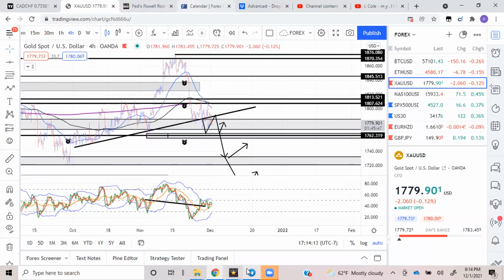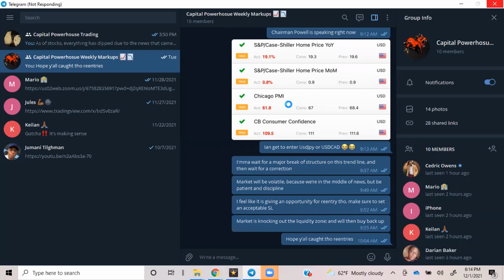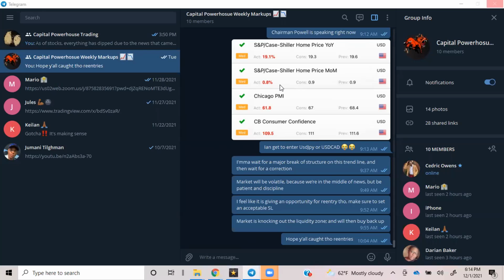Actually, let me go to here. So this was the initial move, or the initial news that came out right before Chairman Powell spoke, that caused the market to do what it did. And you guys see here that the result did not come out as expected. It actually came out worse than expected for the US dollar for these right here.